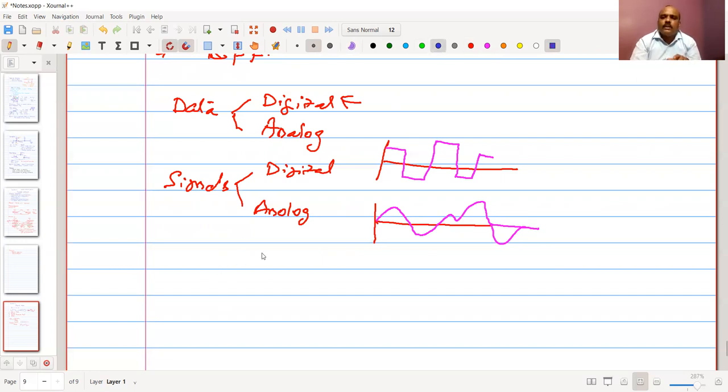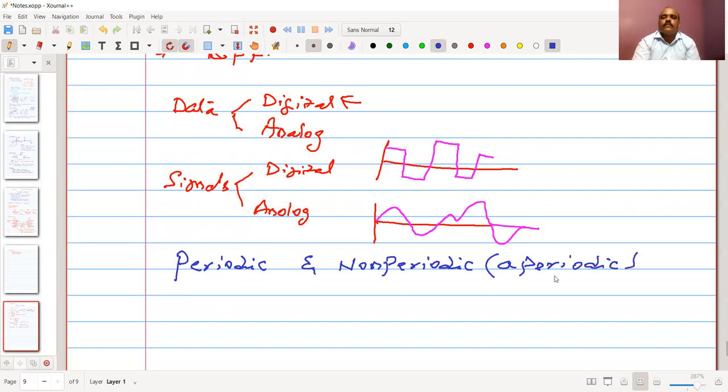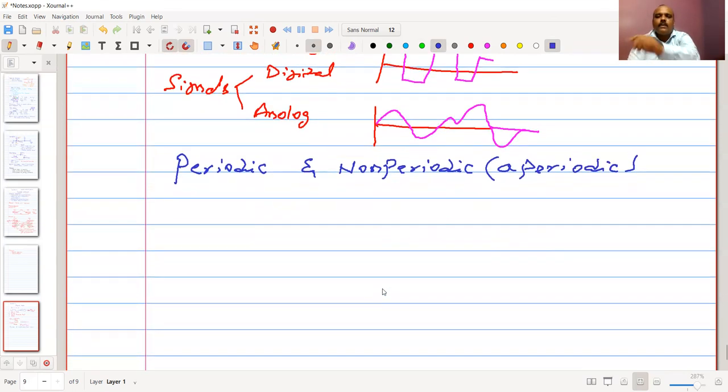If you look at these signals, there are two very interesting types of signals: periodic and non-periodic. The non-periodic is also known as aperiodic. Let me show you what you mean by periodic.